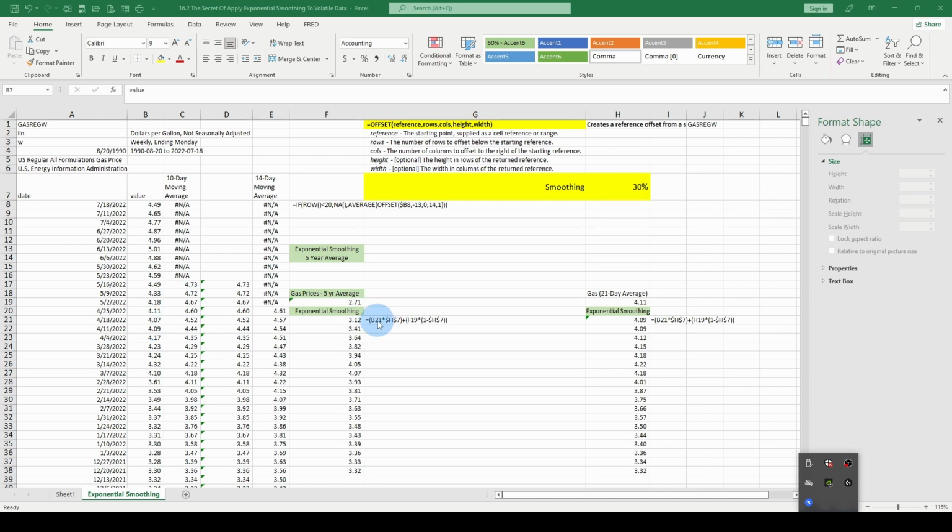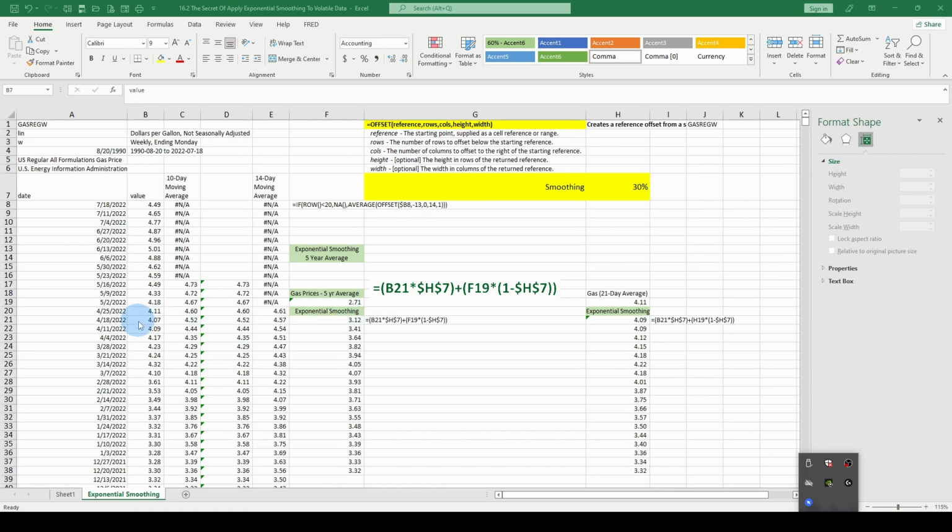We're looking at B21, and we're going to multiply that times this smoothing factor up here. That's the exponential smoothing factor, and that's random. You can play with this as long as you want. If you think the volatility is more or less, just change it. This is simply an example. We're going to multiply that times H7. That's this number up here. Then we're going to add F19, which is the 5-year average.